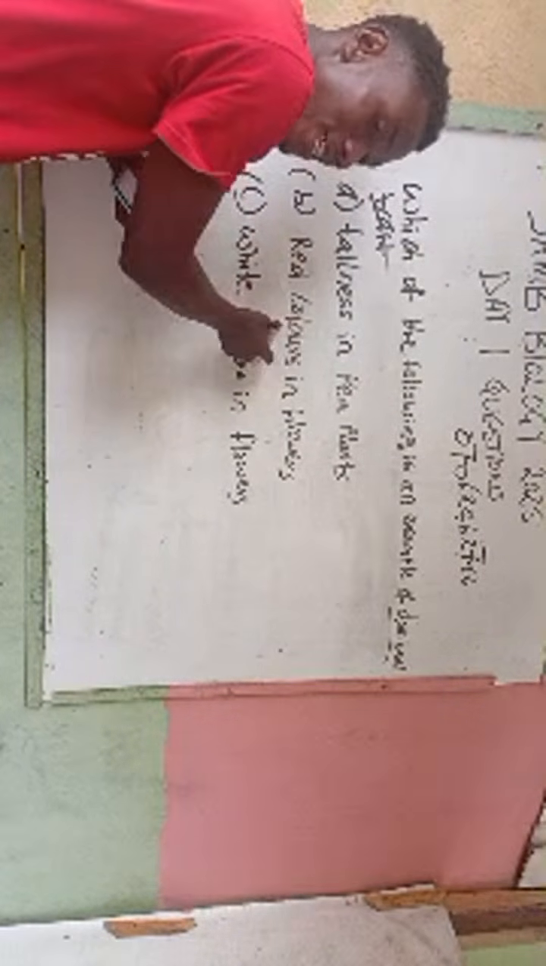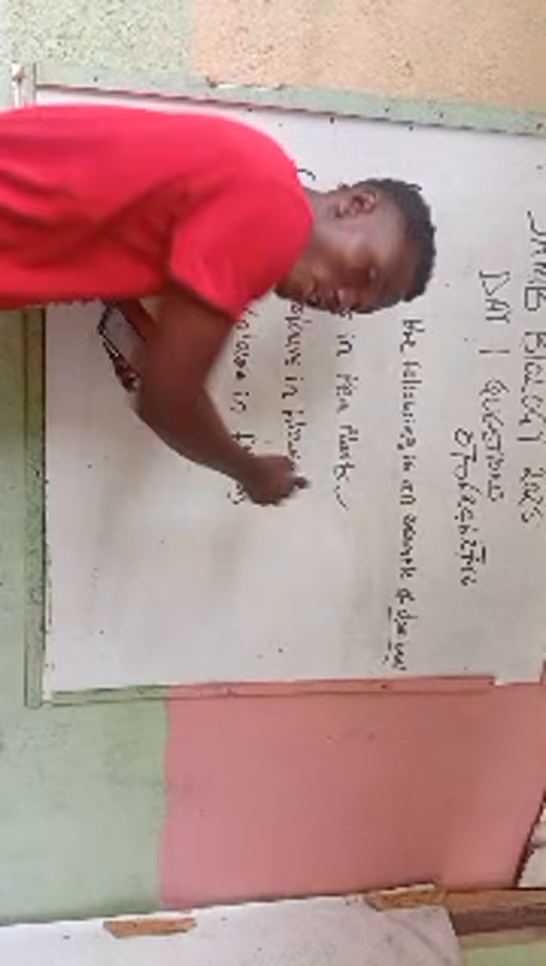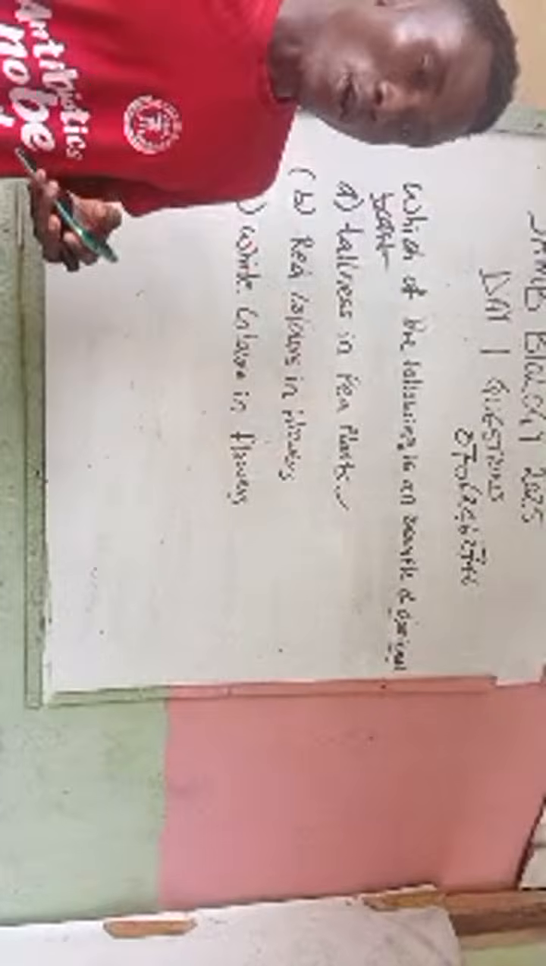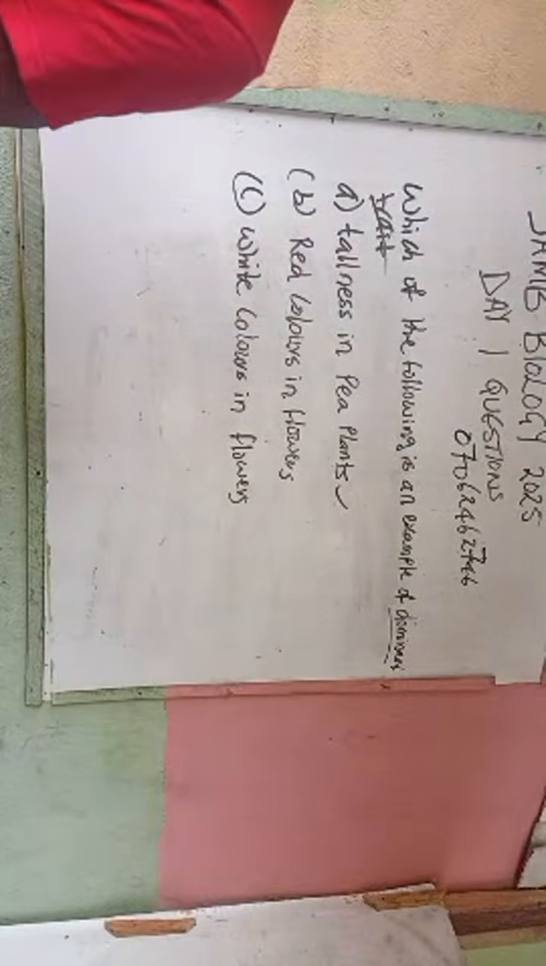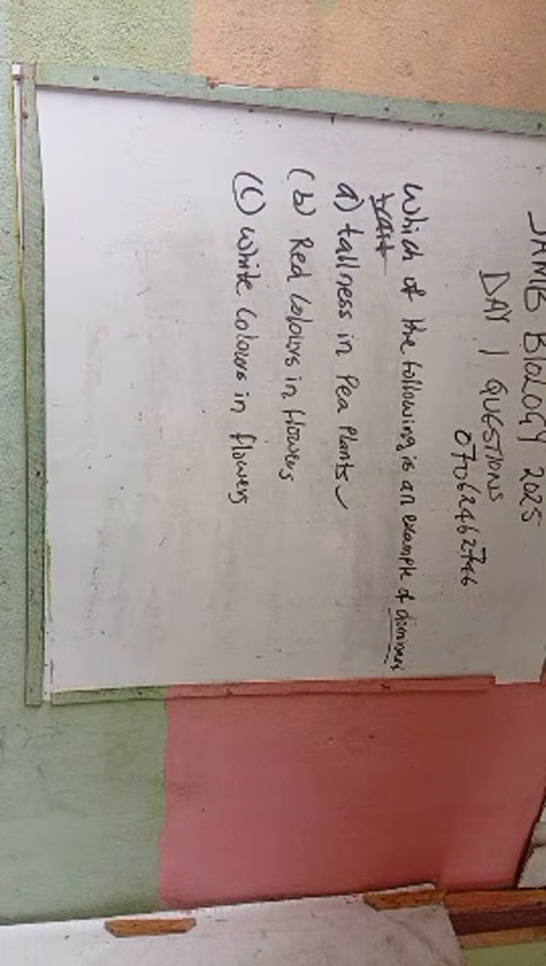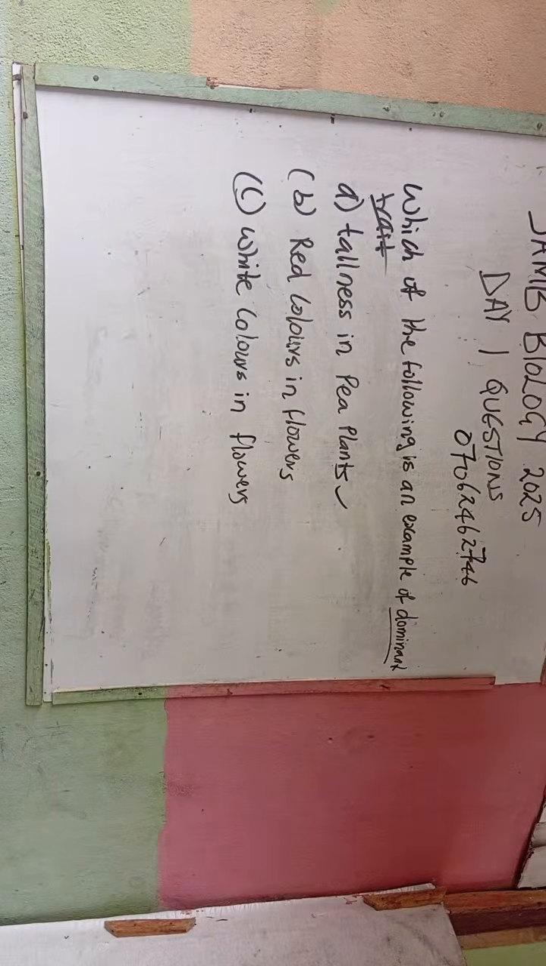These are not examples of a dominant trait. So the correct answer there is A, tallness in pea plants. Because there are some pea plants that are short, and pea plants that are tall. So the tallness in pea plants is an example of a dominant trait. Francis, you are correct. Chizimidri, Promise, you are correct. A, tallness in pea plants. You are correct. So let's move on to the next question.